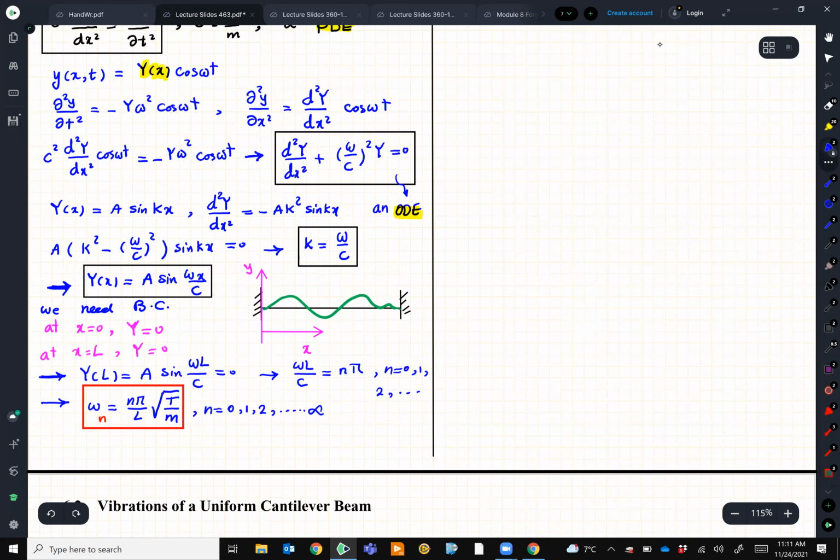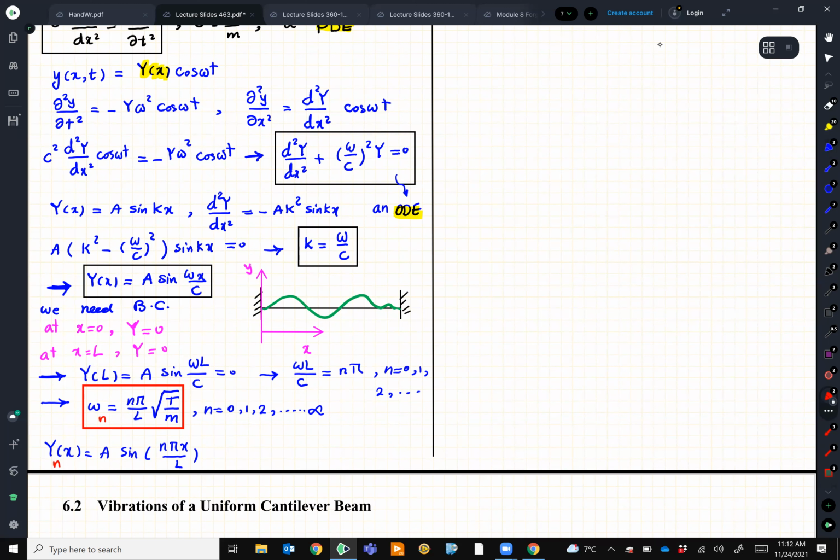So put these things back to y(x), and this y(x) becomes sine n pi x divided by L. Since n can change from 0 to infinity, we will put also an index n here, saying that we have an infinite number of these y_n, depending on what the value of n is. Because we have an n here in the equations.